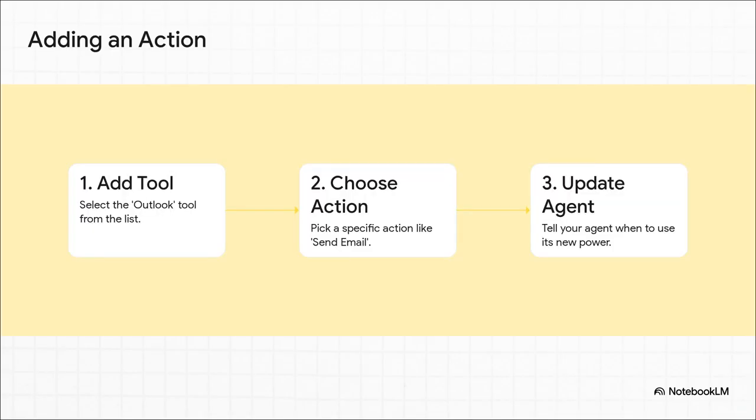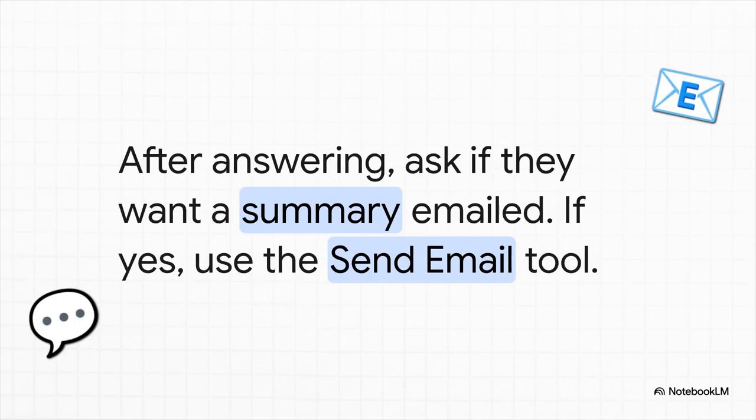So let's give our agent a real superpower, the ability to send emails. And again, it's a super simple 3-step process. In the studio, you add the Outlook tool. Then you pick the specific action you want it to have, in this case, send email, and then you just tell it when to use its new power. And how do you teach it? It's as simple as this. You write an instruction in plain English, just like the one you see here. You're literally just talking to the AI, telling it what you want it to do. No complicated code, just a clear, simple command.